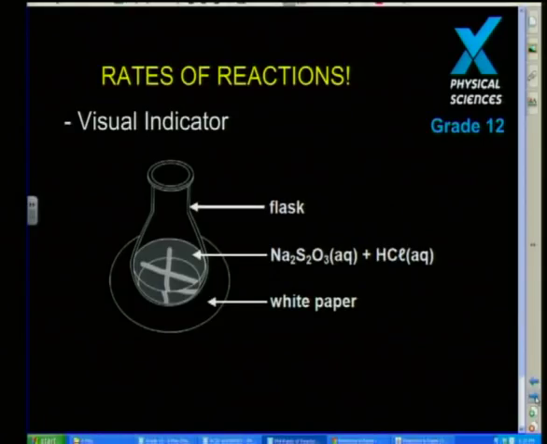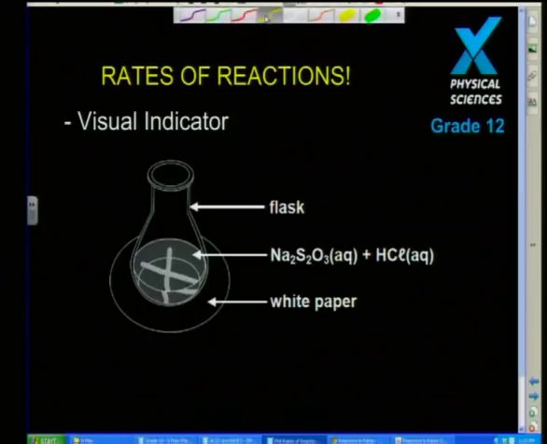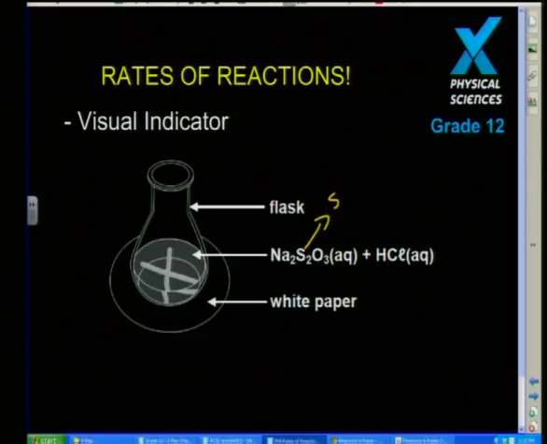And I've got two things which I've got mixed inside there. I've got sodium thiosulfate. So if you want to do a little bit of a search inside your textbook there, let me label that. This stuff is called sodium thiosulfate.